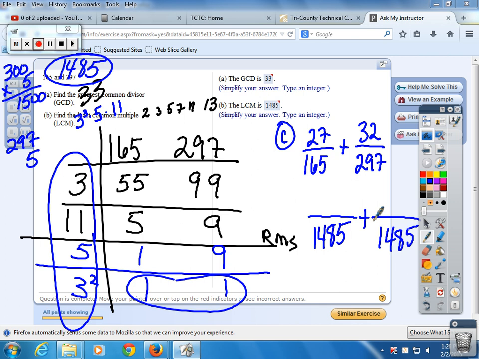So, how many times will 165 go into 1485? 9 times, Hubert. Thank you, class. 9 times 27 is what? 243. Y'all check my math. Now 297, that's over here. Let's say 3 times 11 times 5, that's that, times 9. So 9 times this is 297, right?